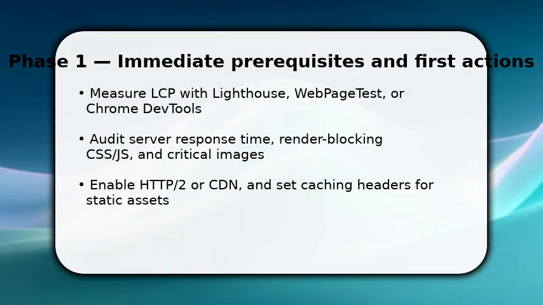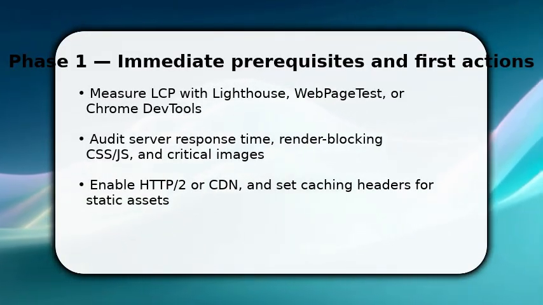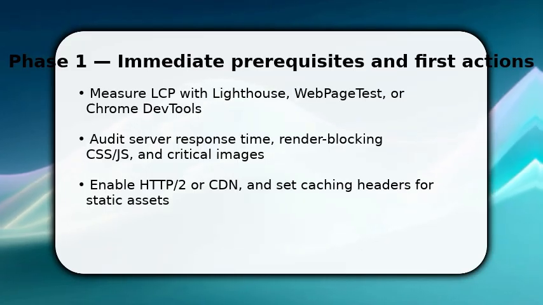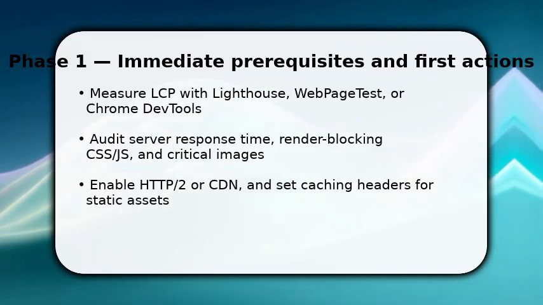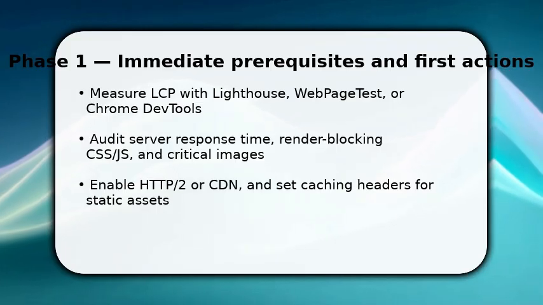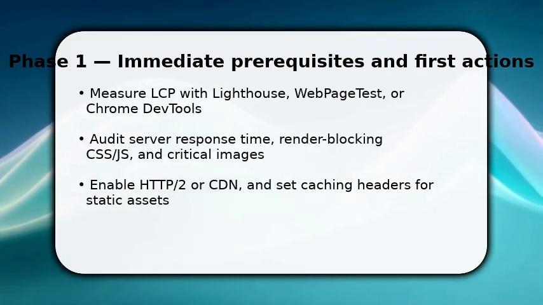You start by measuring. Run Lighthouse or Chrome DevTools to get the LCP metric and identify the candidate element. Once you know the element, check server response time and any render blocking CSS or JS that delays Paint.